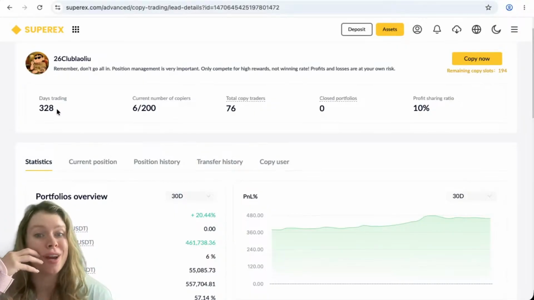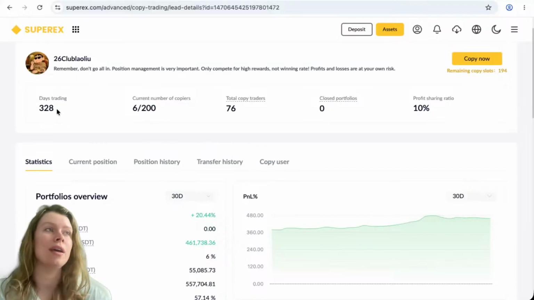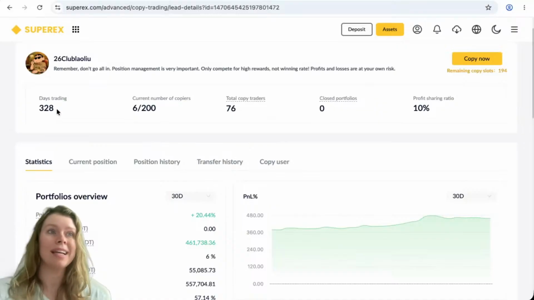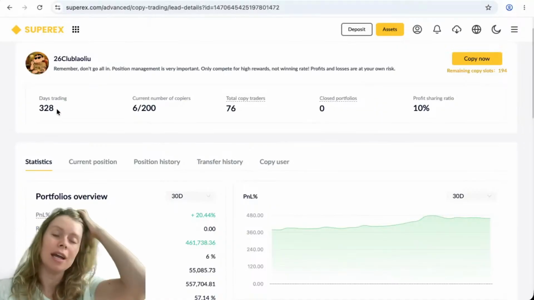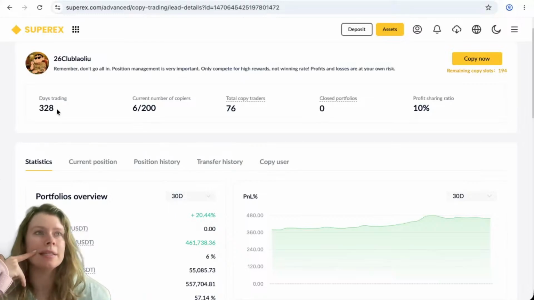Total copy traders, 76. So in all of time, 76 people have copied them. That's not bad, actually, honestly. I've seen a couple where it was like at 0 or 2, and then I probably wouldn't be going to copy theirs. All right, closed portfolios, 0.